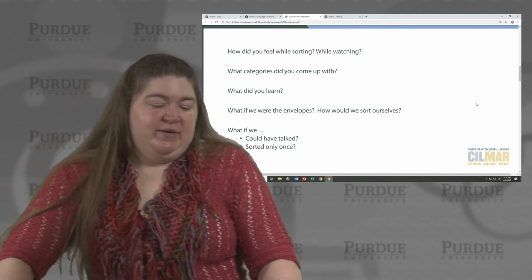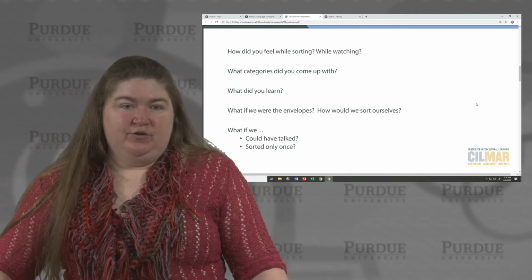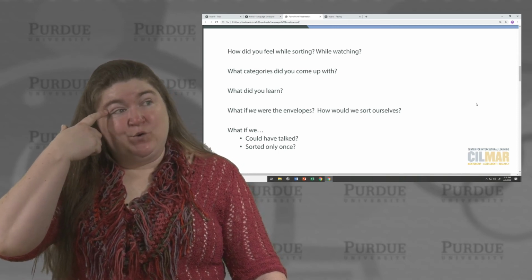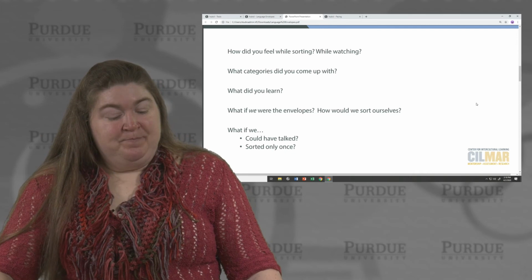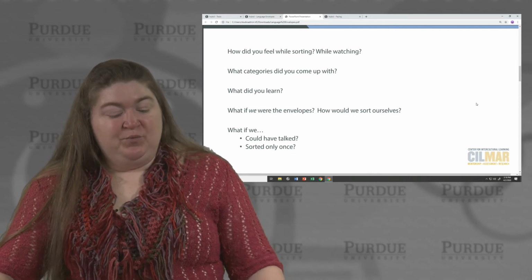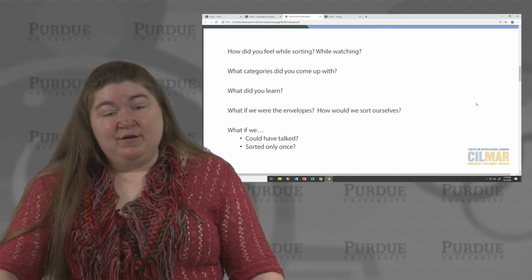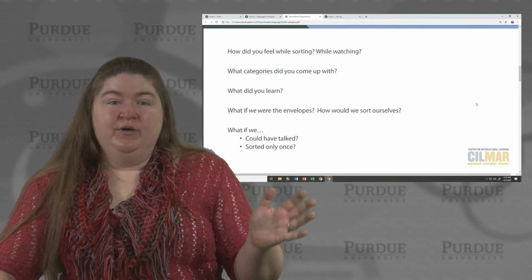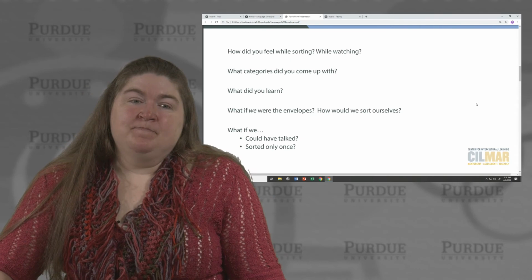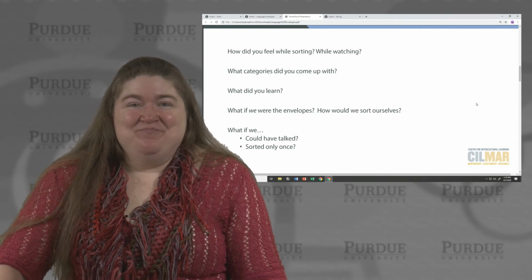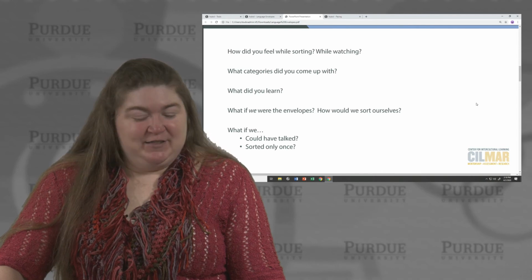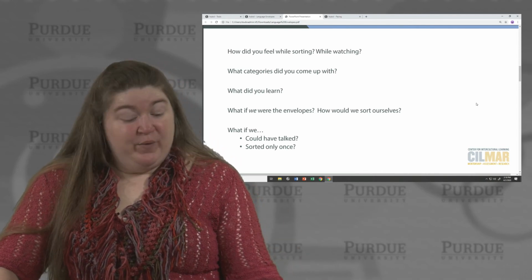The other big takeaway for this, I think, is for intercultural competence, and that is this learning outcome of how we sort people, right? So I love this question, what if we were the envelopes? How would we sort ourselves? How would we sort other people? And then thinking through this, what if you could talk to each other? How would that have changed the process and how this activity unfolded and what you took away from it?